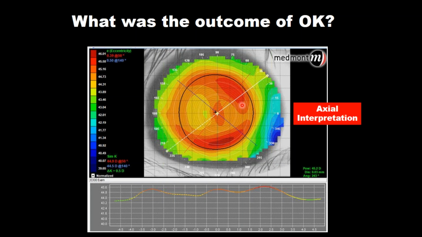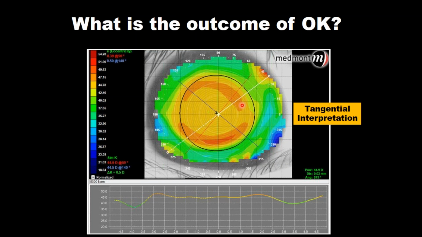We need something else. Let's switch from an axial interpretation to a tangential interpretation and see if there are any more answers with the tangential map. So here we might look at these rings of paracentral steepening, and would we say that this appears to be a well-centered response? Is it a bullseye? Or was it a central island, as the axial map might suggest? Is it a smiley face, or is it a frowny face?